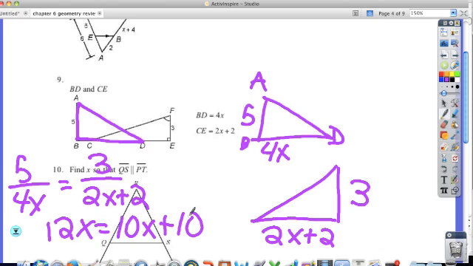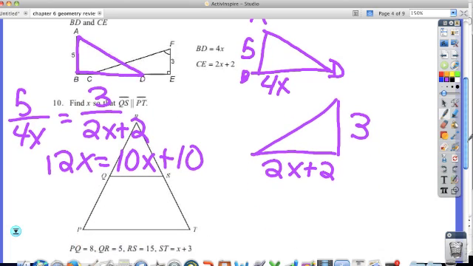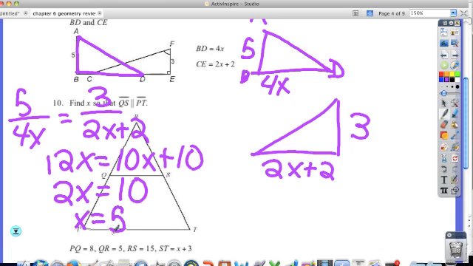Now I'm going to subtract the 10x from both sides, and that gives 2x equals 10, so x equals 5. They wanted to know x, which is 5. They also wanted to know the length of BD. So 4 times 5 is 20.